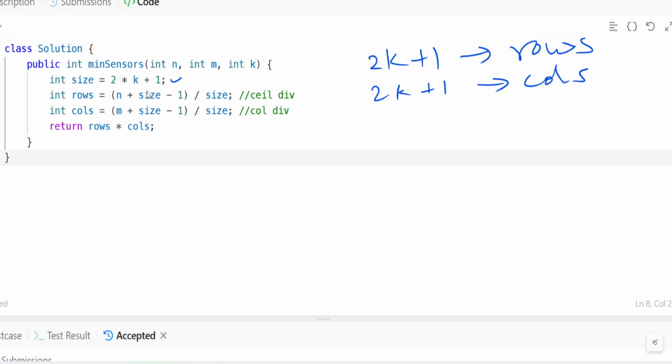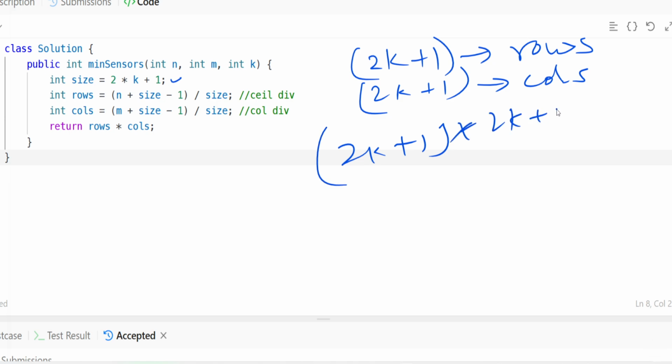So whenever we need to divide the grid into blocks of size, you have to take 2k plus 1 into 2k plus 1, like this, 2k plus 1 and 2k plus 1. Whenever we need to divide the grid into blocks, we divide by this cell, and then we put a sensor per block. You divide this, and then you place one sensor per block.